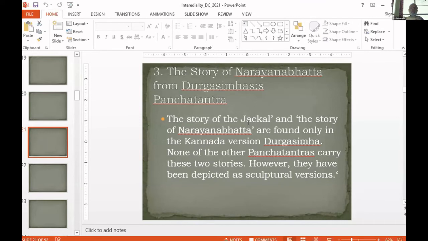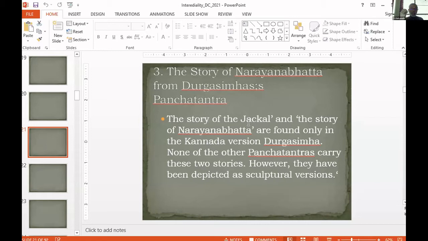The interesting thing is, this story is not there in any of the Panchatantras that have been found so far. Vishnu Sharma and Vasubhaga are the two important traditions. Vasubhaga is the Jain tradition and Vishnu Sharma is the Brahminical tradition. The two have not been found. The earliest text available is the Kannada version of Durga Simha's Panchatantra, and this actually follows Vasubhaga's version, which is a Jaina version. We don't know whether other translations of Vasubhaga's tradition that went from South India, which are available in Southeast Asia, have this story. They don't have this story.